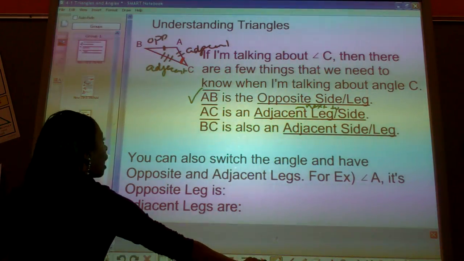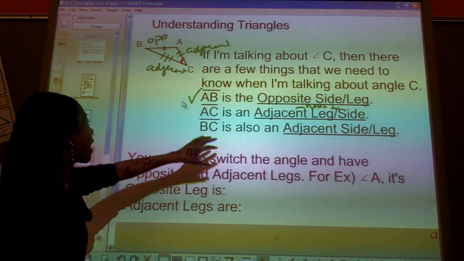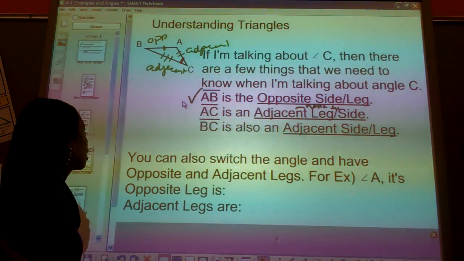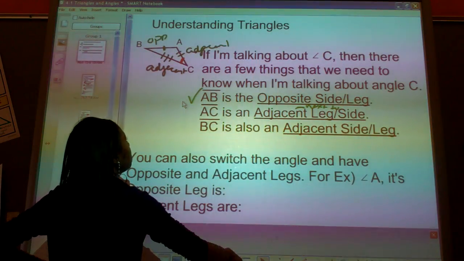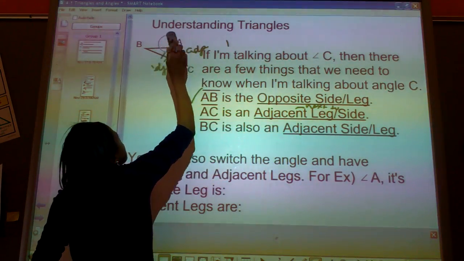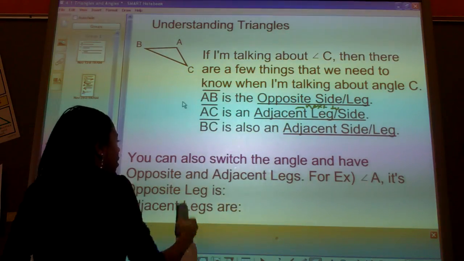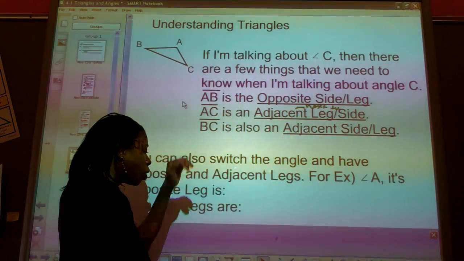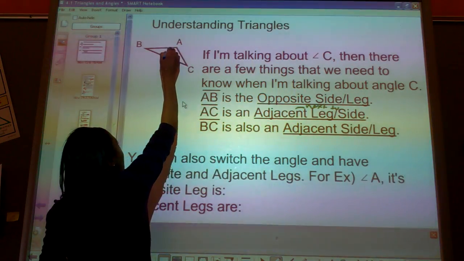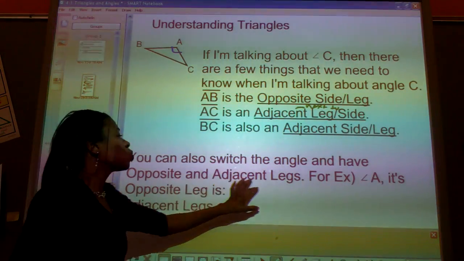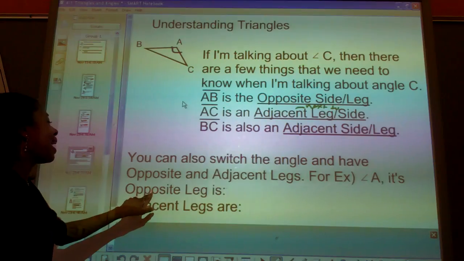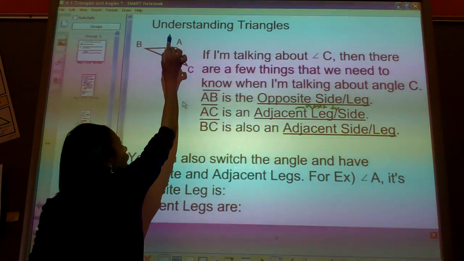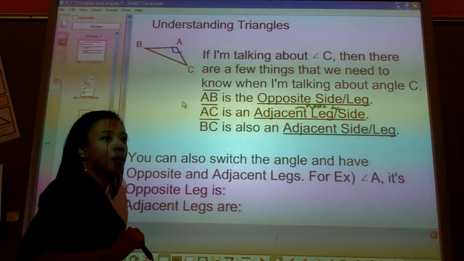Now, I can switch. I can still talk about this same exact triangle, triangle ABC, and let's say someone else is talking about this triangle, but now they don't want to talk about angle C. They want to talk about angle A. I can switch to angle A, and the opposite leg is different.